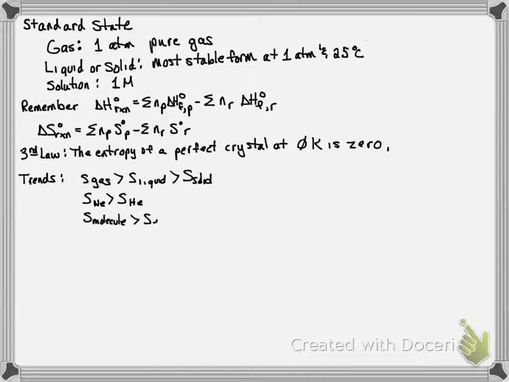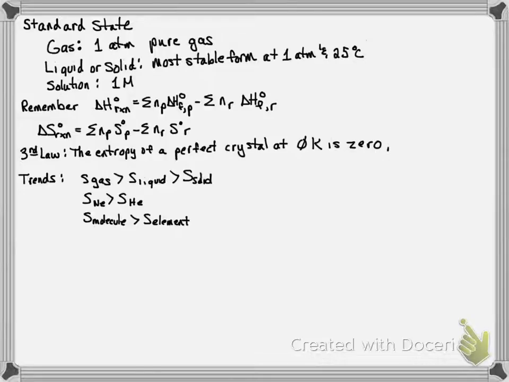A couple of things on the trends here. Some of these you already know. The entropy of a gas is greater than the entropy of a liquid, which is greater than the entropy of a solid for the same material. That's because for a gas, there are just more ways that those gas particles can be arranged. The entropy of neon, for instance, is greater than the entropy of helium, and that's because neon is bigger. There are more subatomic particles and more space that it takes up, so there are more ways that those particles can be arranged in space.